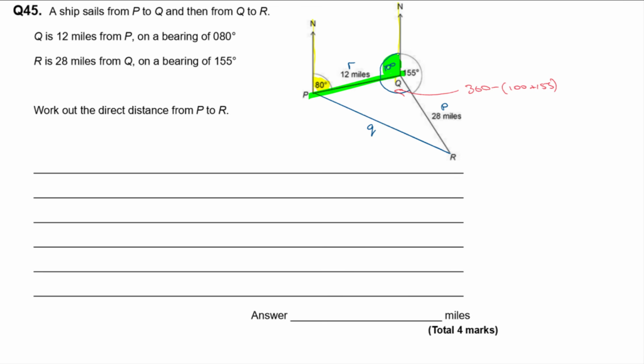Okay, so 255 away from 360, that leaves 105 degrees. So we're going to use 105 degrees as our angle. Now we're ready to crack on with using the cosine rule.